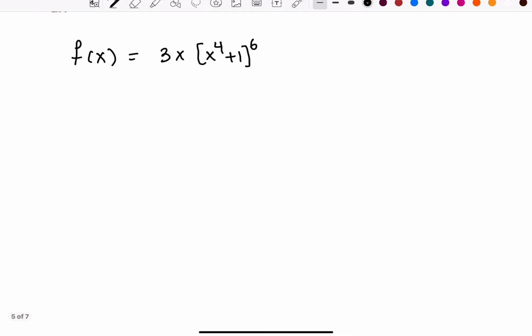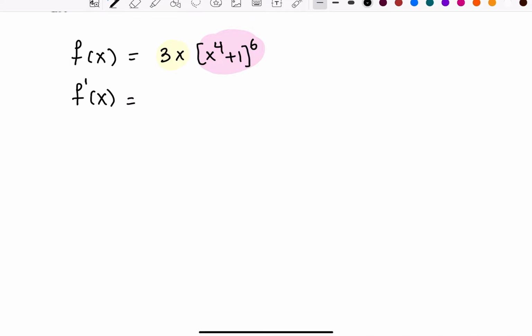So again, you have to be using your product rule. You should see that there is a product here. So my 3x is one function. (x^4 + 1) to the power 6 is another function. Let's see how we can find the derivative, which is f prime, or I can say d/dx, right? So how do I do this?